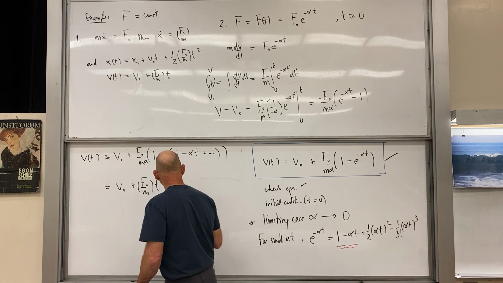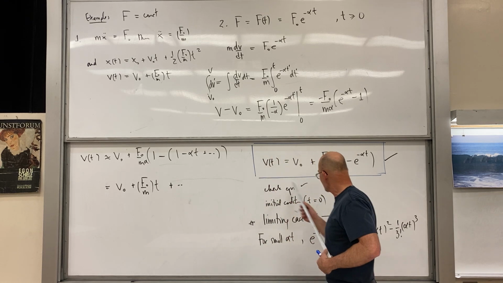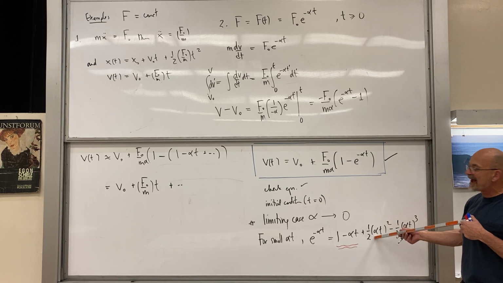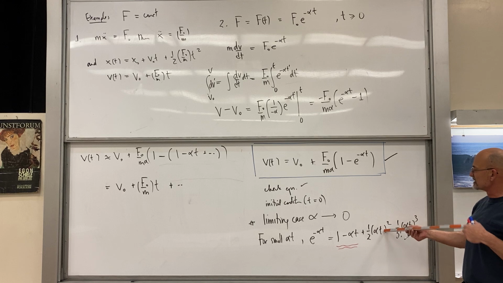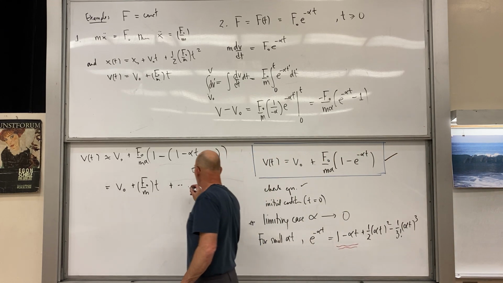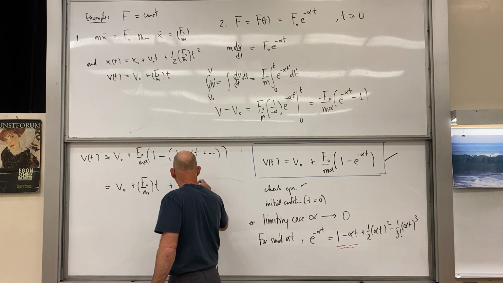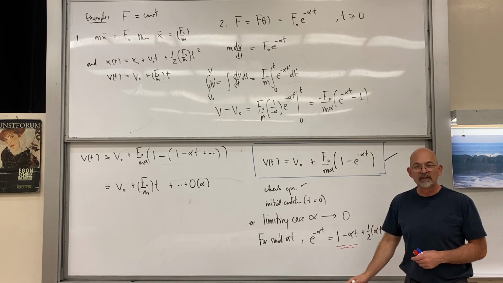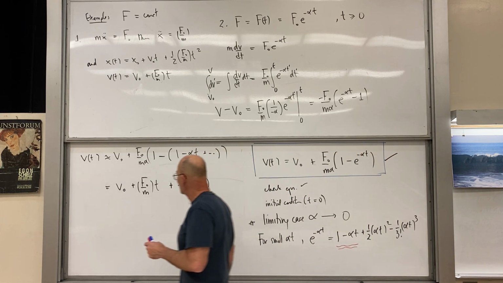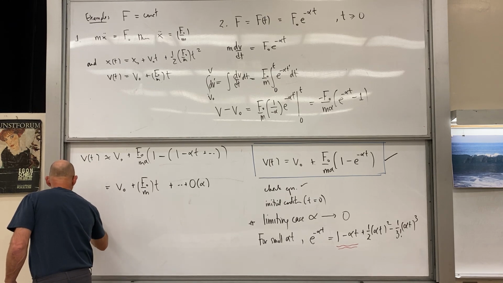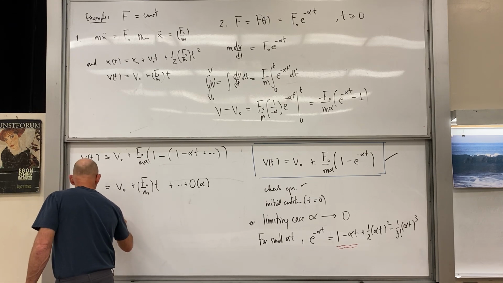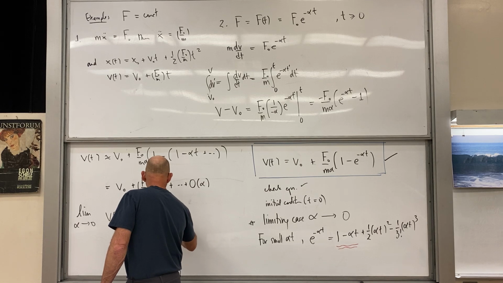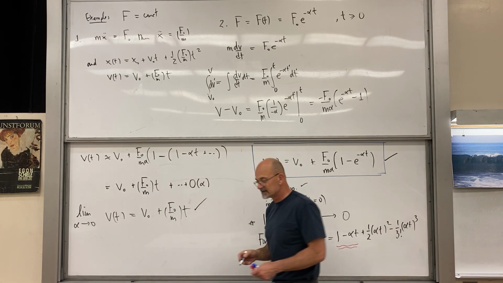And the higher order terms that I've left out of here are always going to have another power of alpha, and powers of t as well, but I'm just going to write plus some function that is of the order of alpha, because it's going to be alpha, alpha squared, alpha cubed, etc. So in the limit alpha goes to 0, we have v of t is equal to v naught plus f naught over m times t. Check. Okay, so that is satisfying.